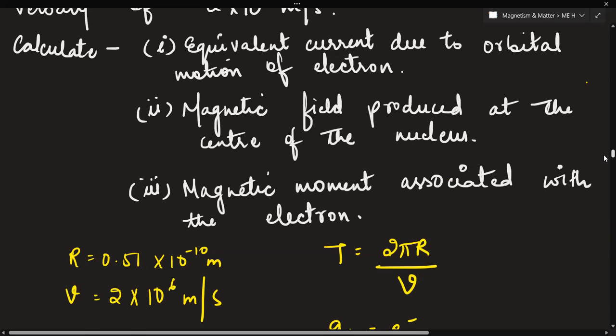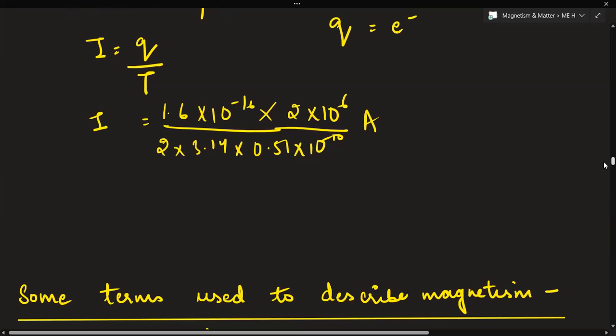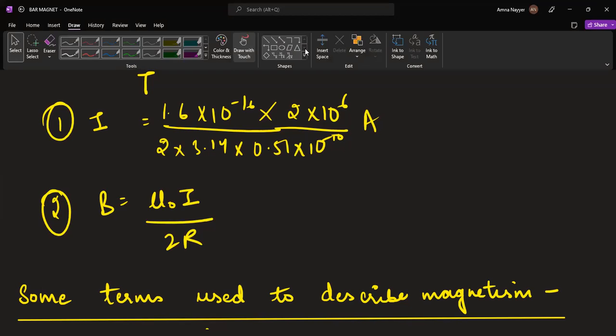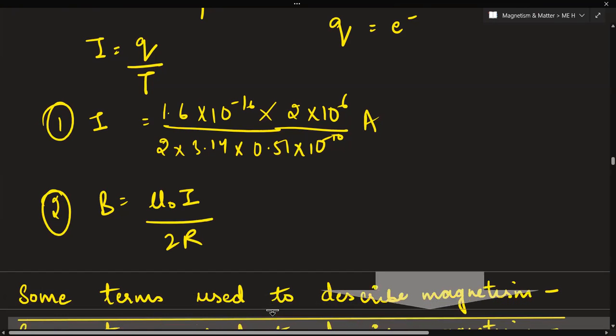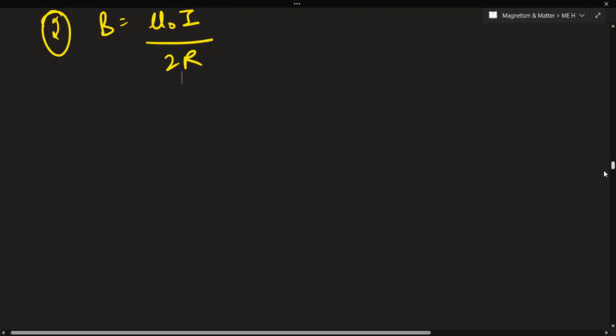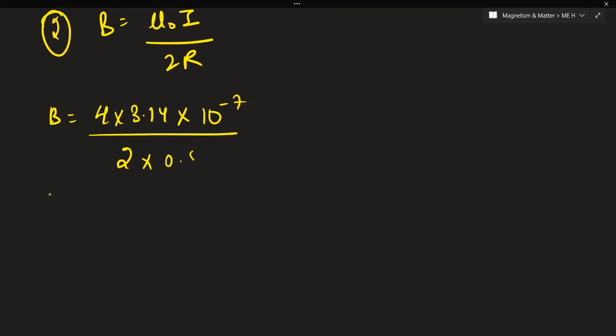Magnetic field produced at the center of the nucleus. See, for the magnetic field that is produced, this was the first part, second part. Magnetic field's formula for a circle is what? Mu naught I divided by 2R. So just put in the values. B is what? This is 4 pi, so 3.14 into 10 to the power minus 7 divided by 2 into radius 0.51 into 10 to the power minus 10. And this whole term for current that you have calculated from the first part, multiplied by this much Tesla, you will get the magnetic field.